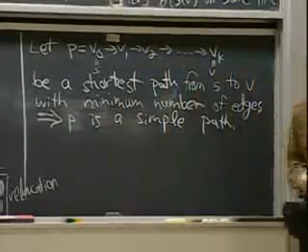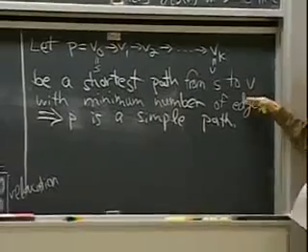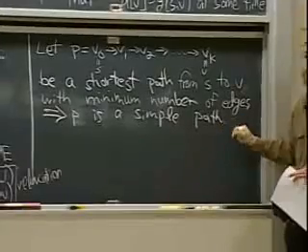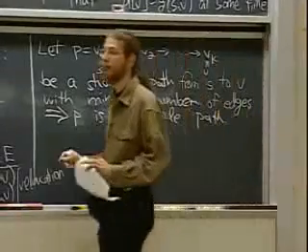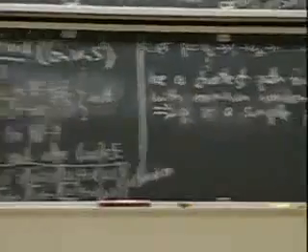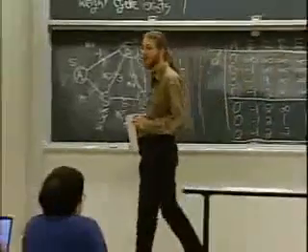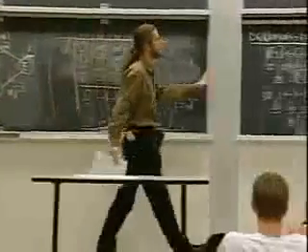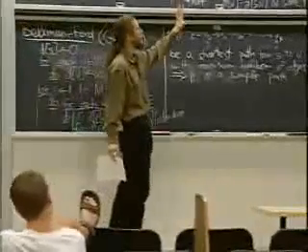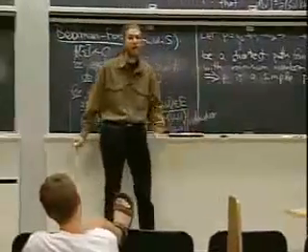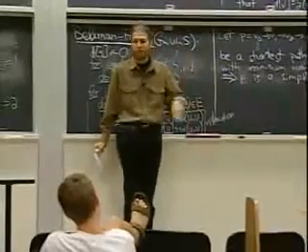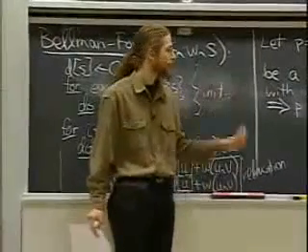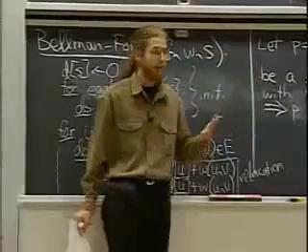Now, can anyone tell me why I need to assume that the number of edges is the smallest possible in order to guarantee that p is simple? The claim is that not all shortest paths are necessarily simple. Yeah? Because you could have a loop that has weight zero. Right, I could have a zero weight cycle. Exactly. In the theorem here, we're assuming that there are no negative weight cycles, but there might be zero weight cycles still. You can put that in the middle of any shortest path, make it arbitrarily long, repeat vertices over and over. That's going to be annoying.